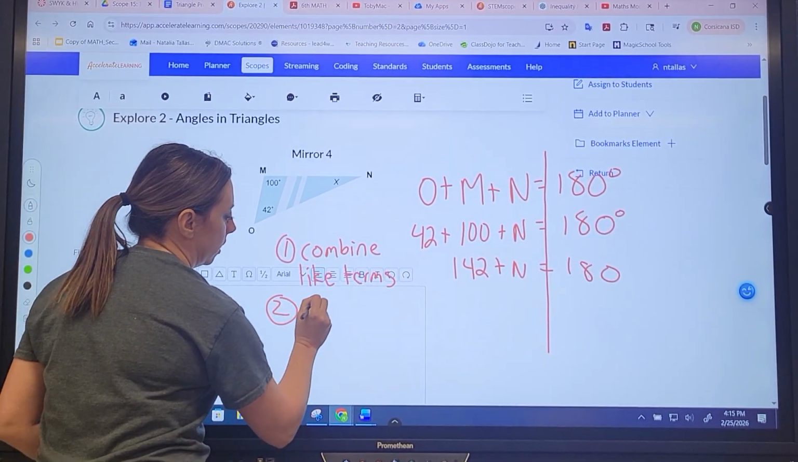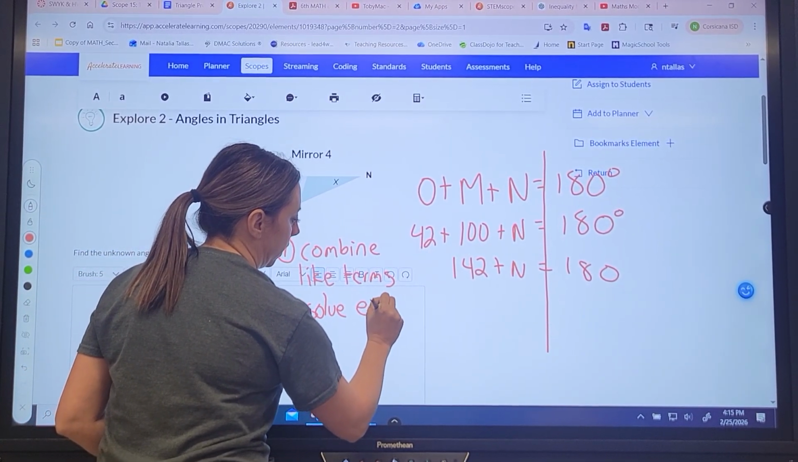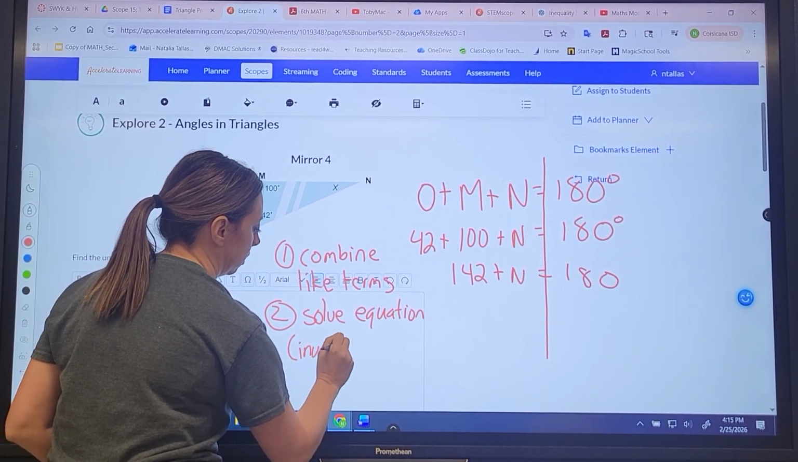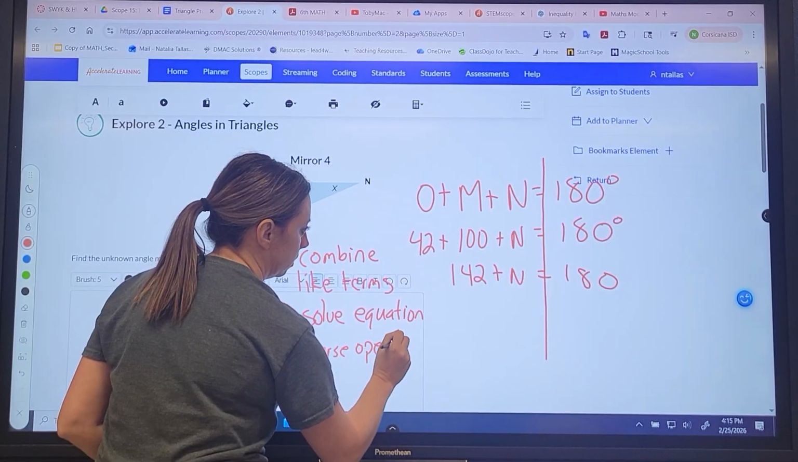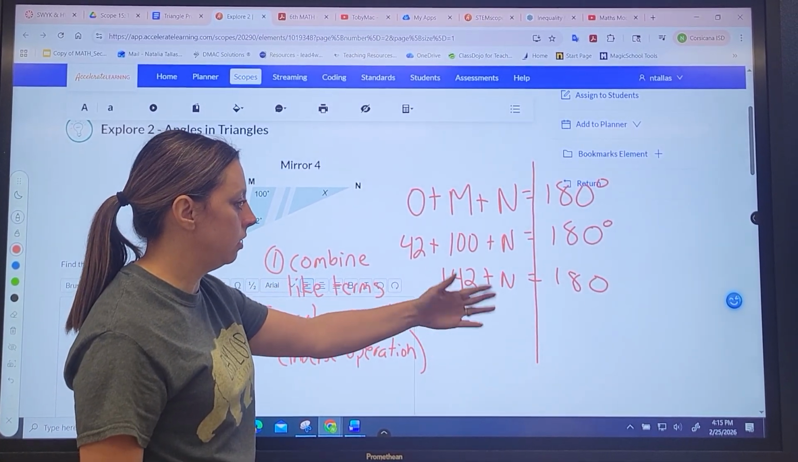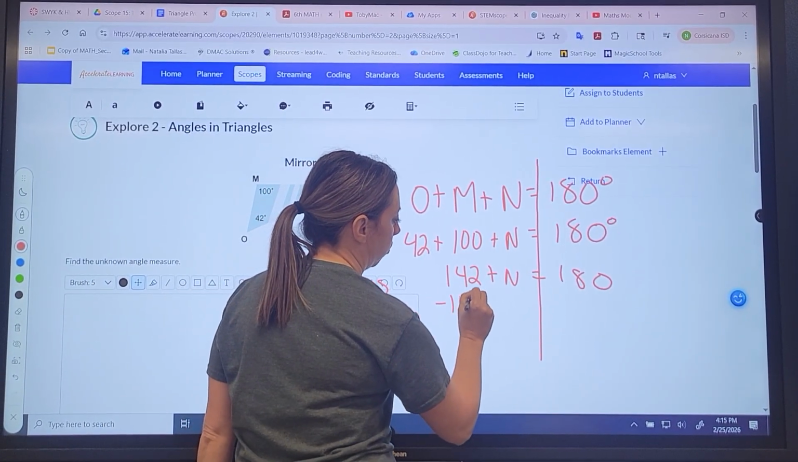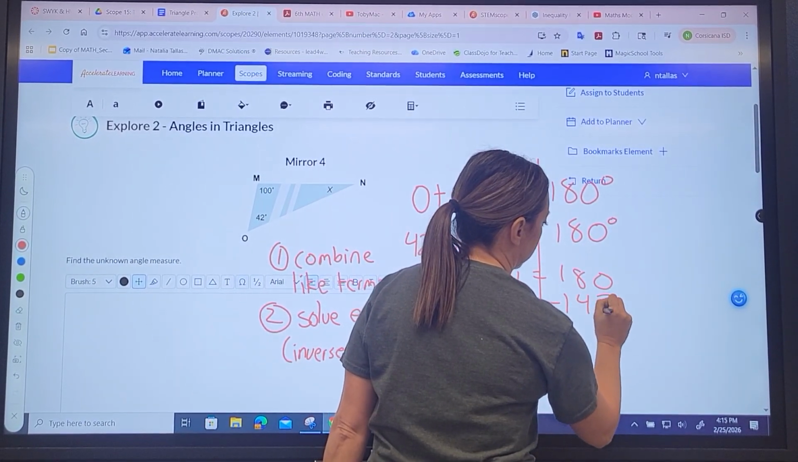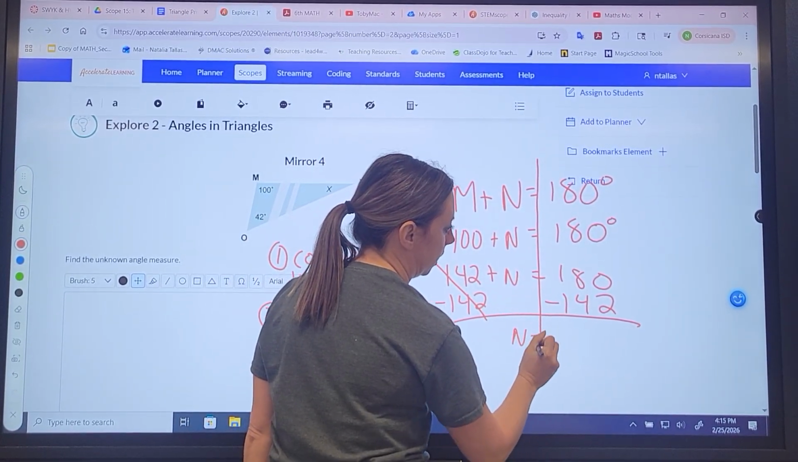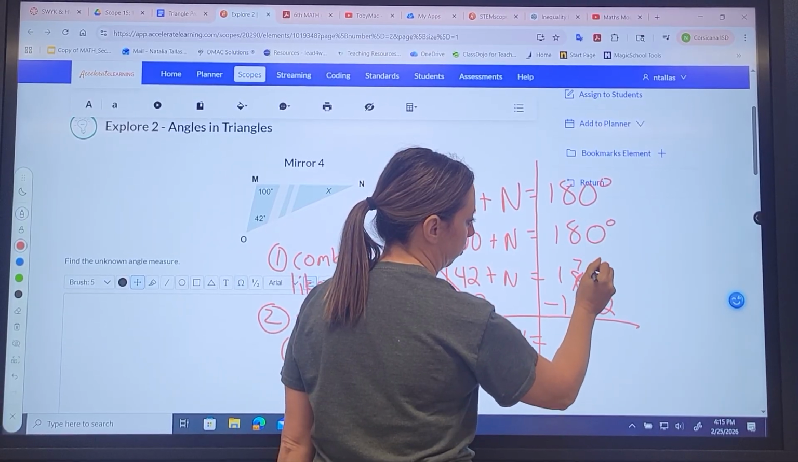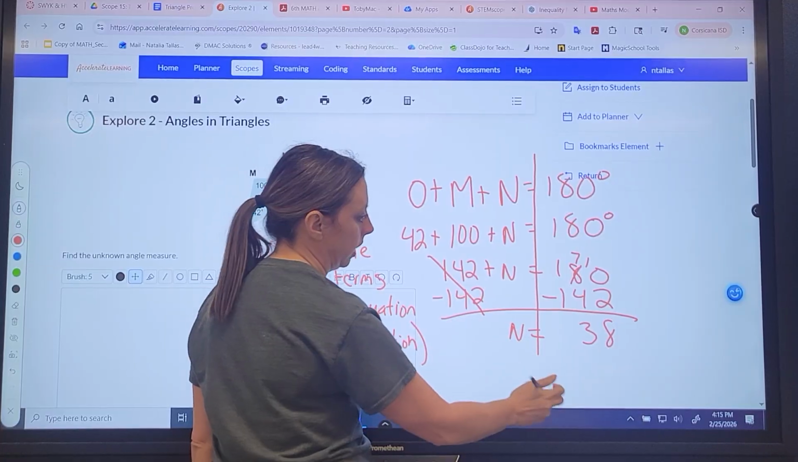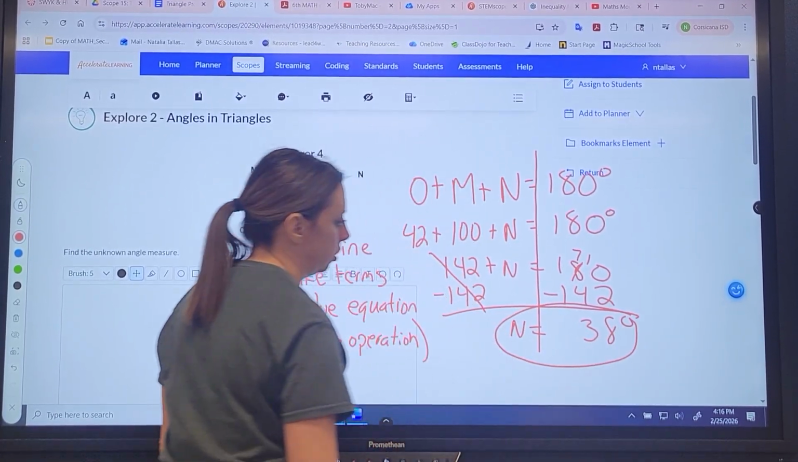Second step, you got to solve the equation. To do that, you do the inverse operation. Okay, this operation is addition. So to do the inverse, we are going to subtract 142 from both sides. These two 142s cancel out, bring down N. You can't take 2 from 0, so you have to regroup. And 7 minus 4 is 3. So the measure of angle N is 38 degrees.